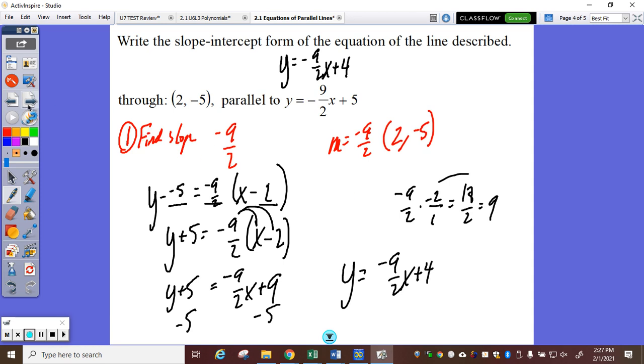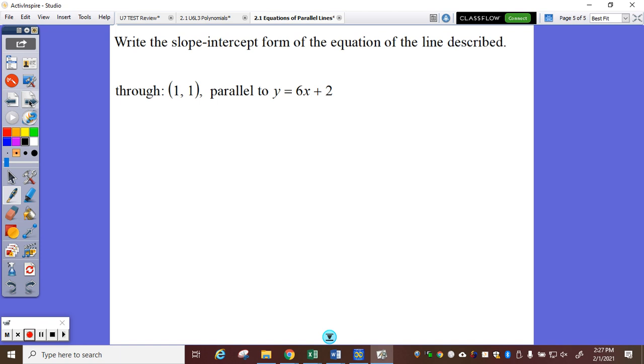All right, one more. You guys do this one. Through 1, 1, parallel y equals 6x plus 2.